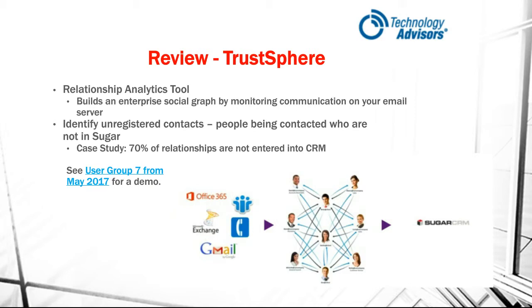What it does is it reads the metadata from your email server, whether that's Exchange or Gmail, and will see who's emailing who and when, and build links between all of those records. One of the really cool things it does is it will show you who people are not entering into Sugar. They had a study that said 70% of relationships are not entered into CRM. So that could all be very important data you want to get pulled into CRM.